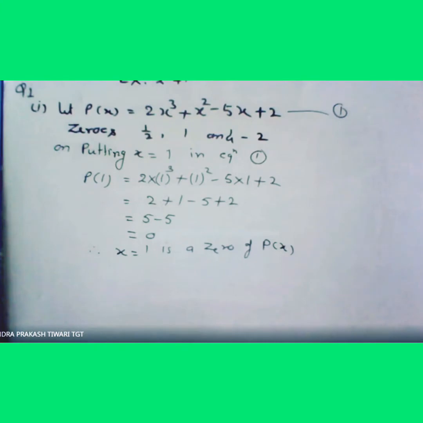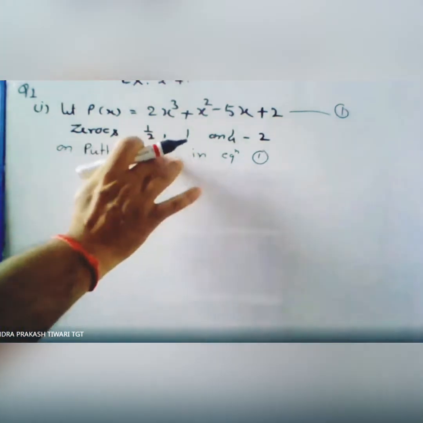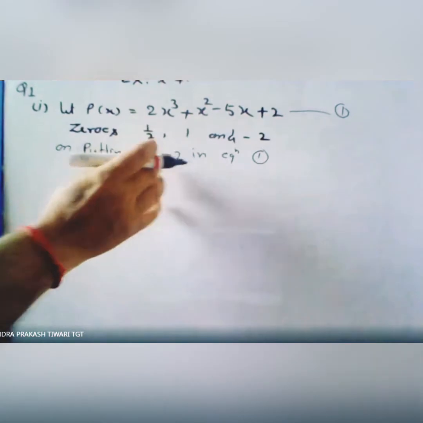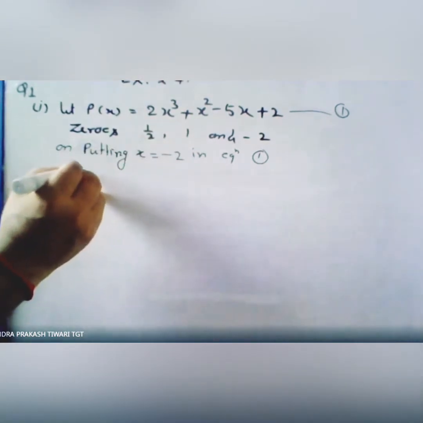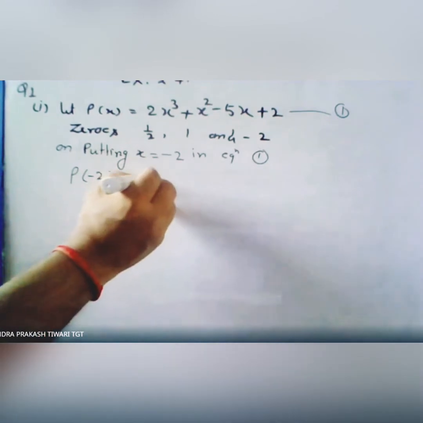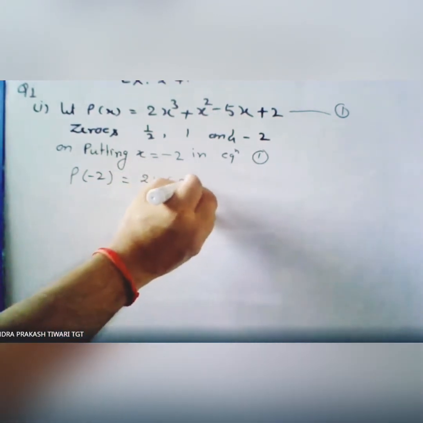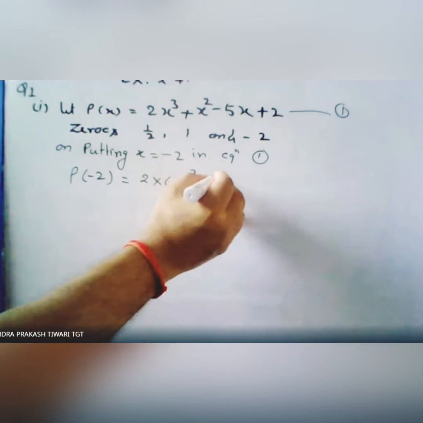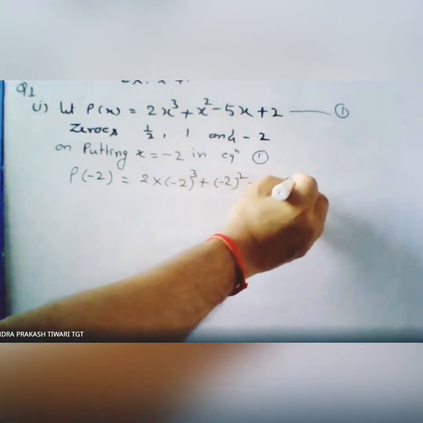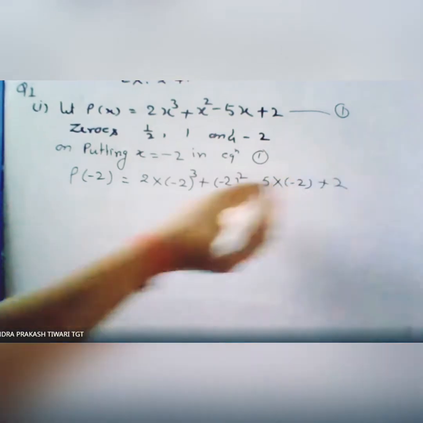After that, the next one is given as -2. So we will again verify it. Again replace x with -2 this time. So we will get p(-2) equal to 2 into (-2) whole cube plus (-2) whole square minus 5 into (-2) and again plus 2.